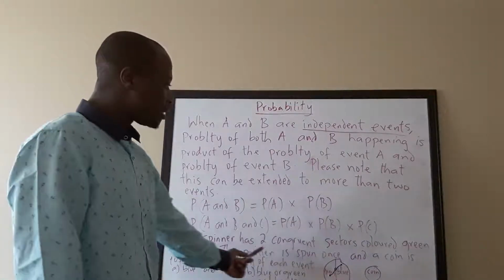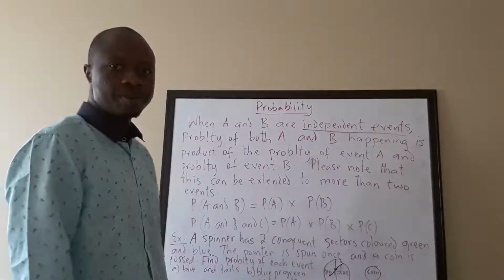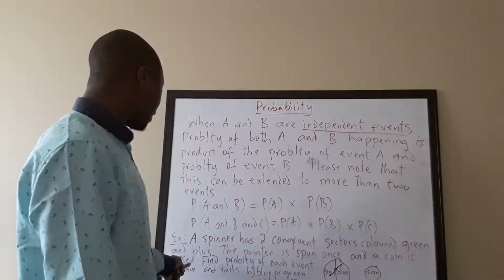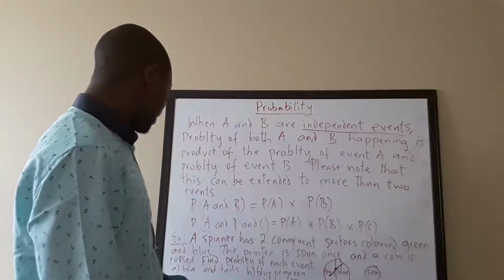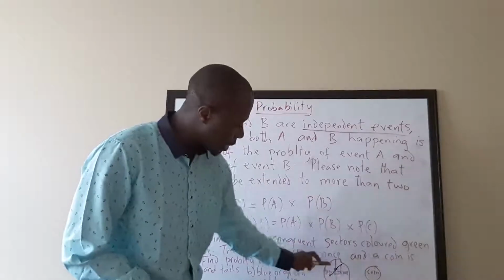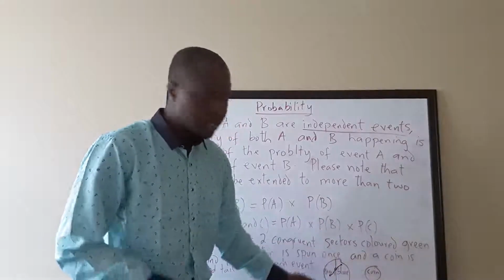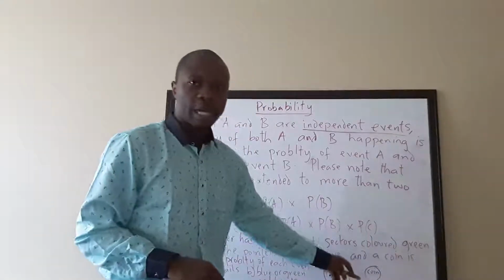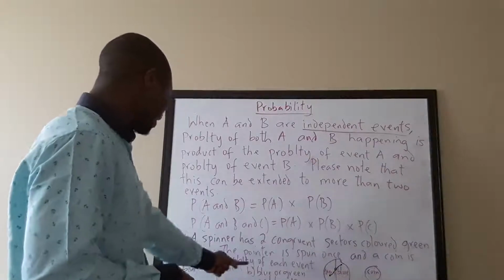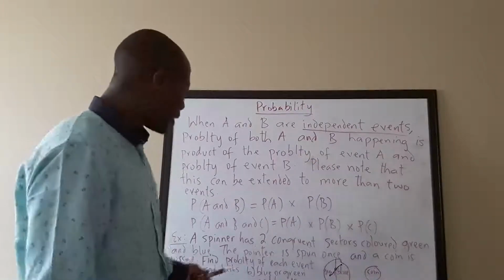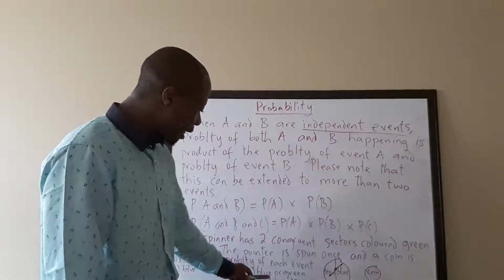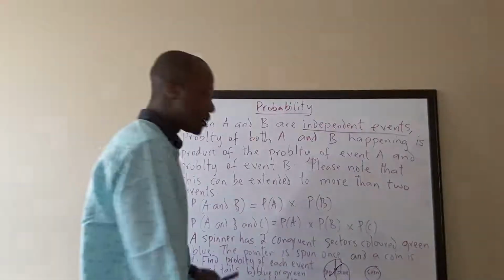Example: a spinner has 2 congruent sectors colored green and blue. The probability of each event happening is green and blue. So sorry, I don't have the right color here, but this segment here is blue and this segment here is green, and this is the spinner here. So basically it's just spinning and rolling, and this is the coin. And of course a coin only has head or tail. So find the probability of each event. So blue and tail happening, find the probability of having blue or green and heads happening. So let's be very careful of "or" and "and". So let's see what to do here.